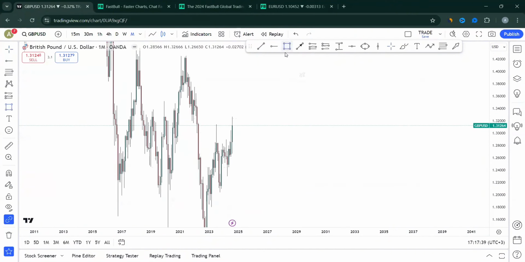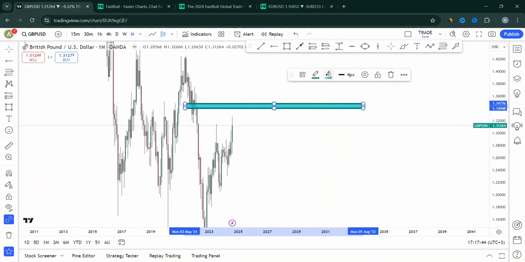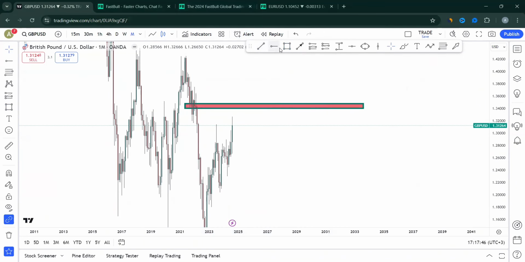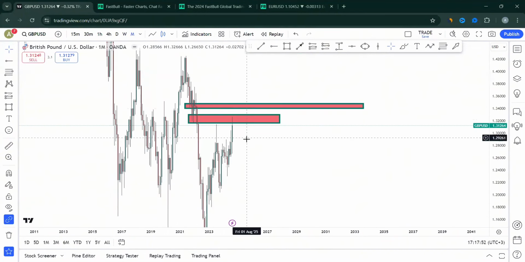So we spoke about this area here, right? We spoke about this area here. I'm just going to mark it in red in monthly. Then also we had this area that price reacted to that we spoke about here. And currently also price is there. And we said we expect some reaction from it.